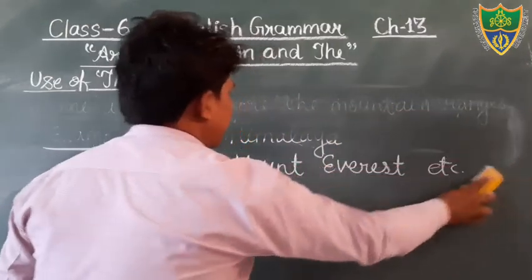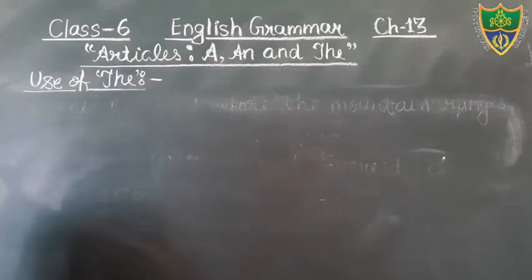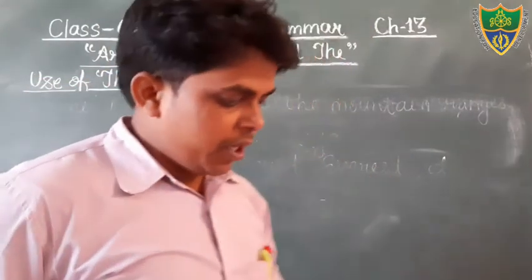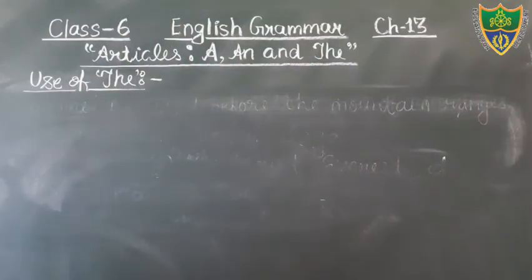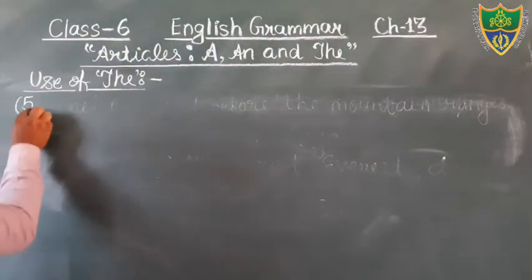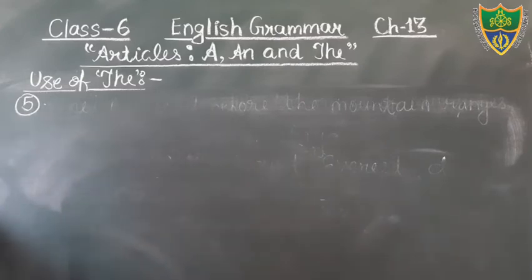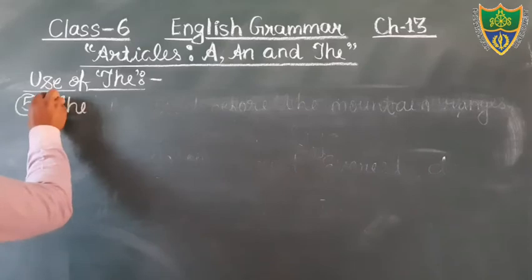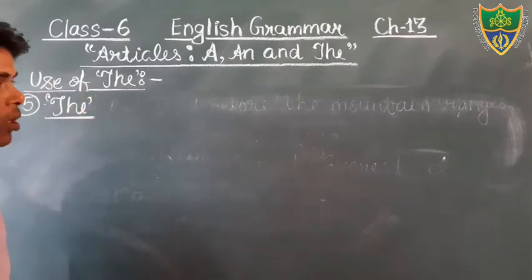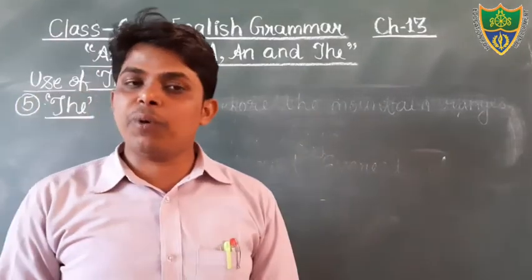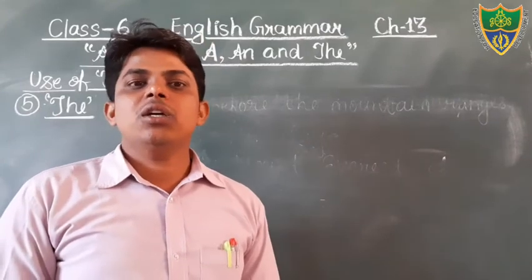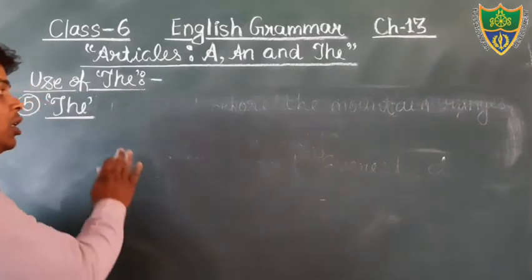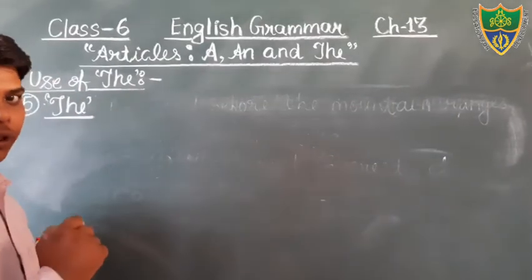That is also given. There are so many points also given in your book. You can see. Okay. Just see. It is also given in your book. Just write down the point 5. Just see. It is written here. The is used with superlative degree. Yes, students, you all have read the degrees. There are 3 kinds of degrees. Positive degree, comparative degree, and superlative. So we use the article the before the superlative degree.